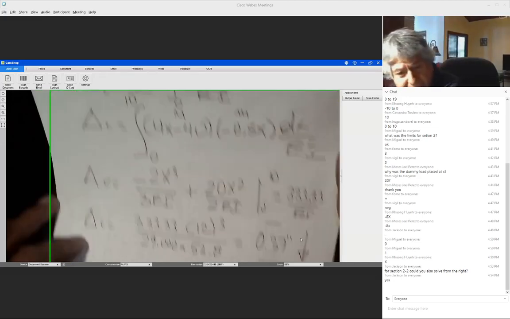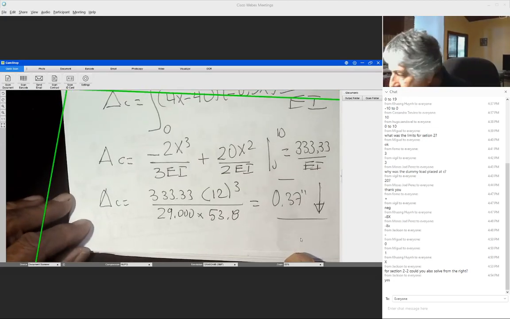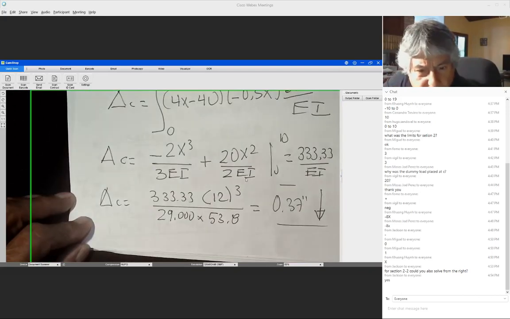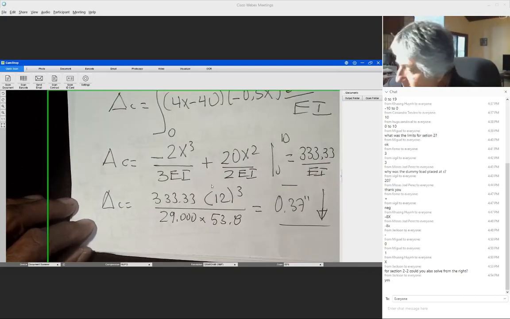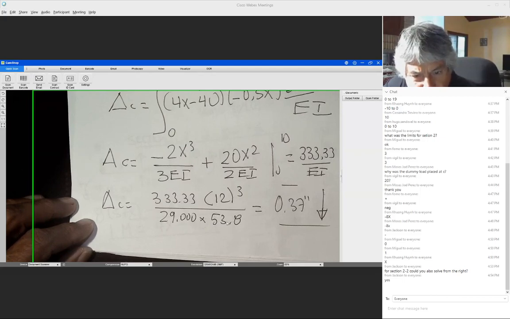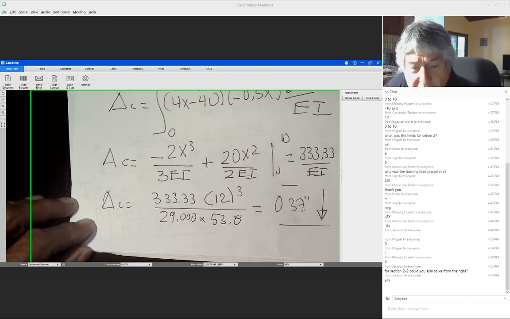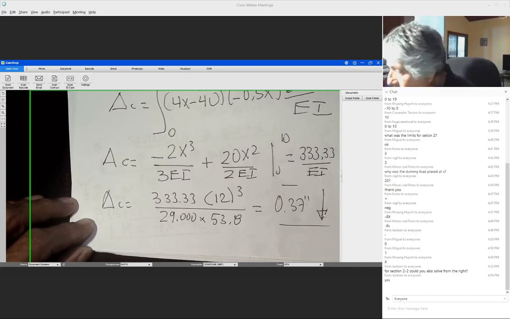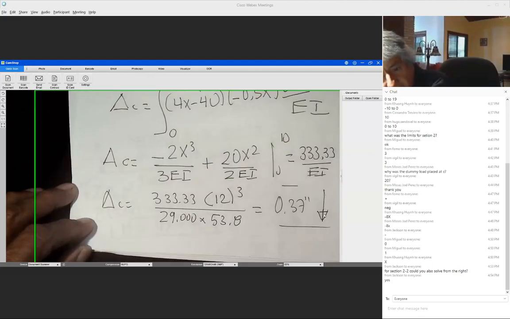So the integration gives you 333.33 over EI. Whenever we have the deflection, we're going to multiply this times 12 cubed. Whenever we know the modulus of elasticity, 29,000, we're going to put it in here. I is always inches to the 4, so they give us 0.37. It came positive, which means as assumed. We assumed the dummy load going down, so it is as assumed.